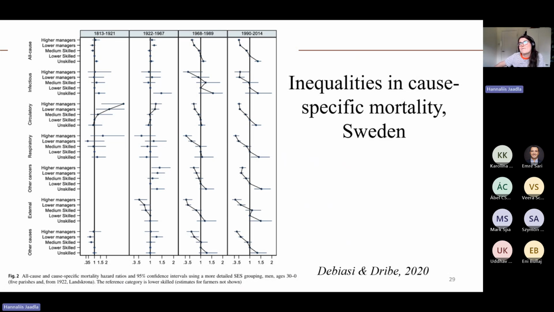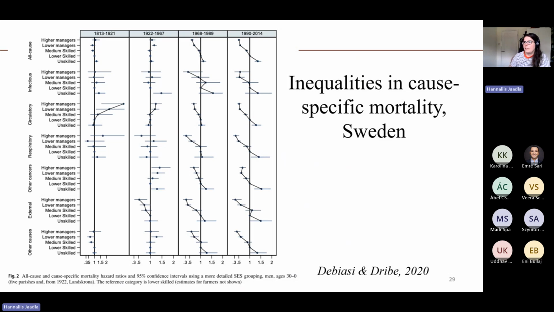And it's also, if possible, cause of death information can give us another insight into social inequalities of health. And here again, the same data source has now been linked to cause of death data and looked at different kinds. So we have all-cause mortality, infectious disease mortality, circulatory, respiratory, other cancers, external, and other causes. And this is for men ages 30 to, I think it's 90, maybe 90. So adult men.